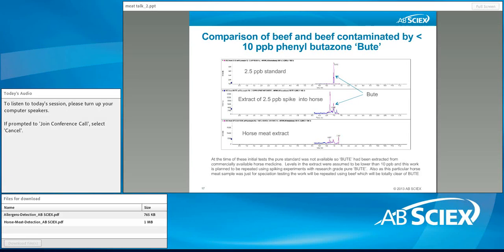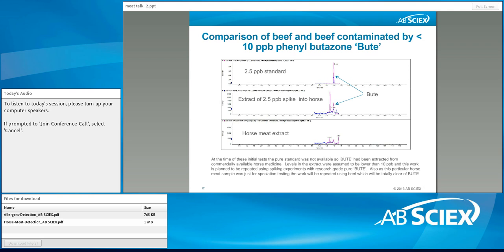So if you look at the results, you can quite clearly see a 2.5 ppb standard is clearly detected using the same method. Basically this is using the same extraction protocol, so I haven't changed anything, and the same LC conditions of the speciation. Everything's the same. I've just added the MRM conditions of phenylbutazone into the method.